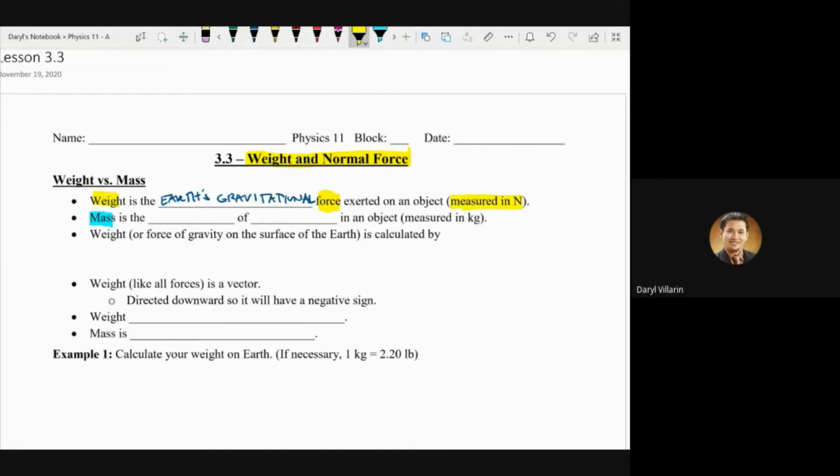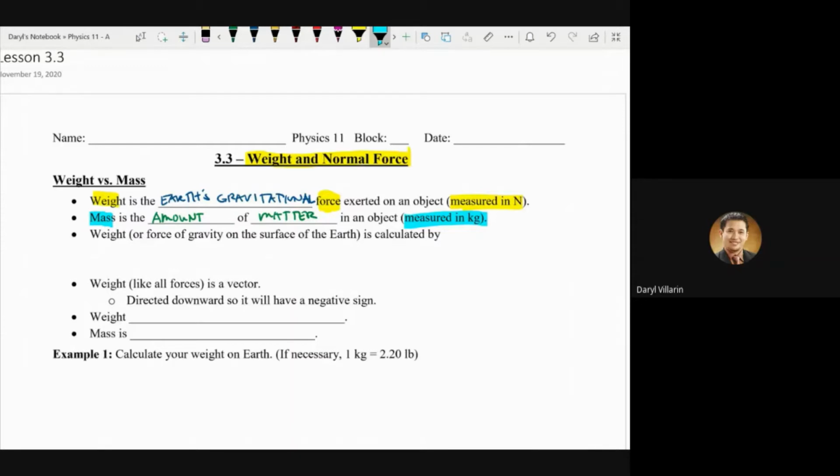Okay? And mass, on the other hand, is the amount of matter an object is made of. And if you can see here, it's measured in kilograms. And one more thing, weight is a vector quantity and mass is a scalar quantity.